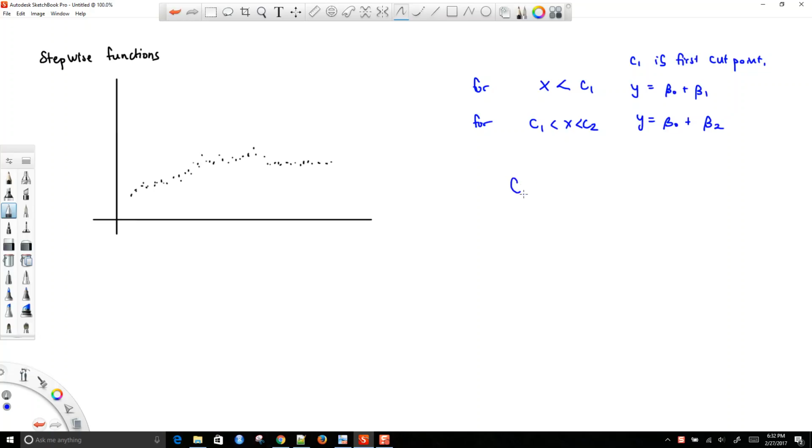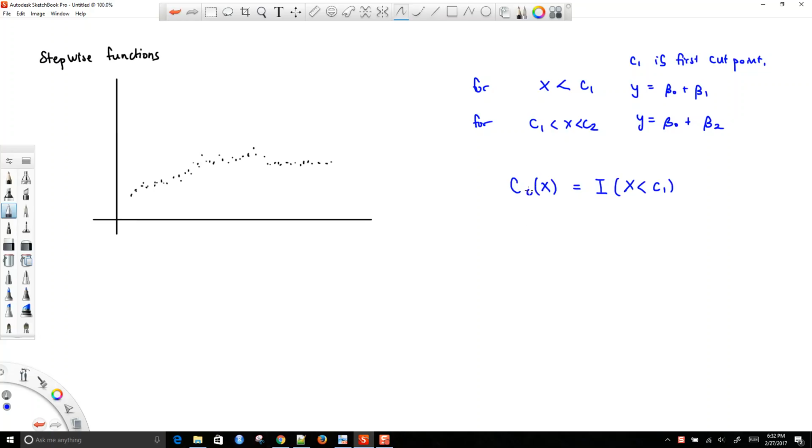I guess maybe my labeling is going to be a tiny bit off. C1 of x is equal to the indicator function that x is less than C1. I guess I've mislabeled this.